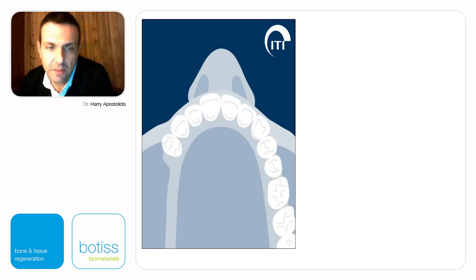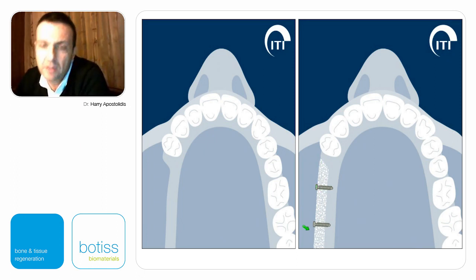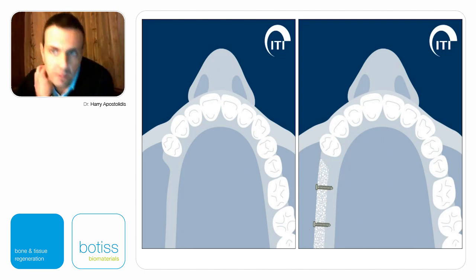So if you have this kind of defect, a one-wall defect, the best way to reconstruct it is with an autogenous bone block fixated with a couple of titanium screws, around it xenograft granules, and above it a GBR collagen membrane.